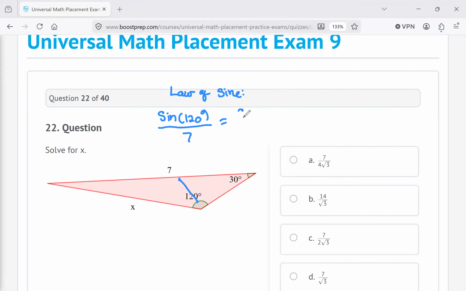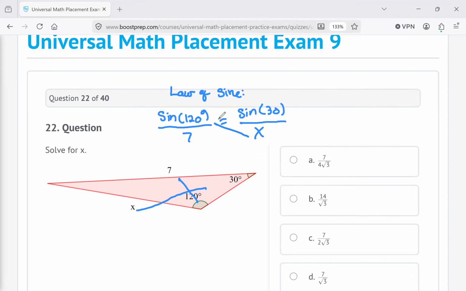And then we're going to do sine of 30 because it's facing the angle X, which is what we want. Keep a note, sine of 120 and sine of 30, they're both angles within the units. So you could do that, or you can use a decimal and then figure out which one is the correct one. So it's really up to you. Yeah, so I'm just going to use the decimal.